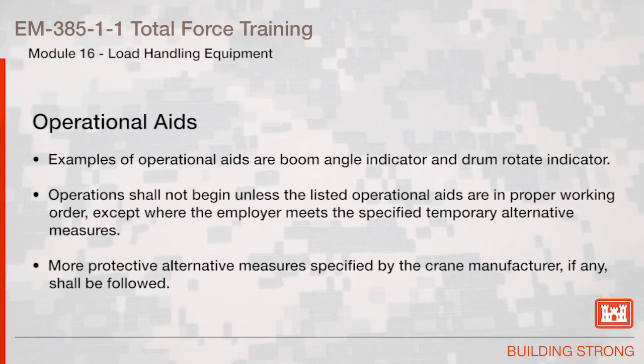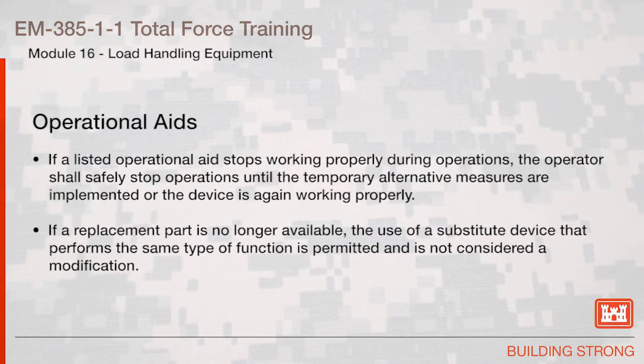An example of an operational aid includes boom angle indicator and drum rotate indicator. Operations shall not begin unless the listed operational aids are in proper working order, except where the employer meets the specified temporary alternative measures. More protective alternative measures specified by the crane manufacturer, if any, shall be followed. If a listed operational aid stops working properly during operations, the operator shall safely stop operations until the temporary alternative measures are implemented or the device is again working properly. If a replacement part is no longer available, the use of a substitute device that performs the same type of function is permitted and is not considered a modification.